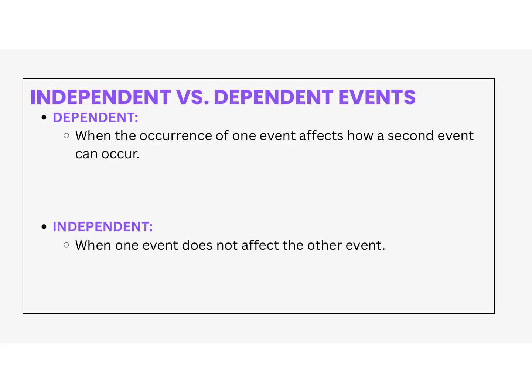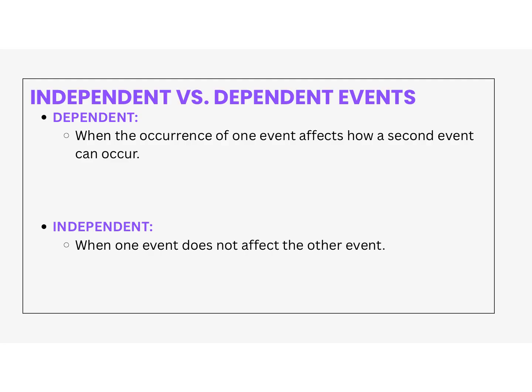The last thing we're going to talk about today is independent and dependent events. So they're pretty much what they sound like. Dependent events are when the occurrence of one event affects how a second event can occur. So one thing happens, that outcome affects the second outcome. Independent is when the two events do not affect each other. So one event happens, the second event stays the same.